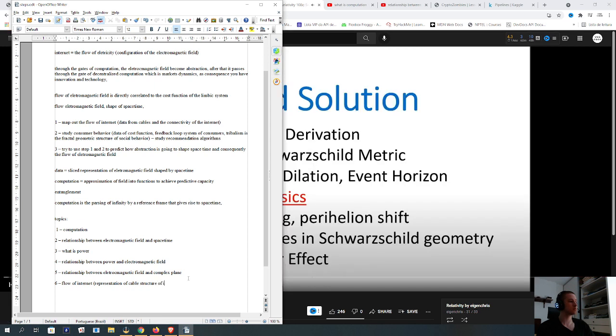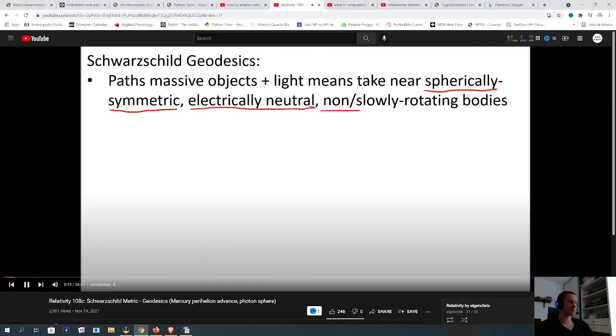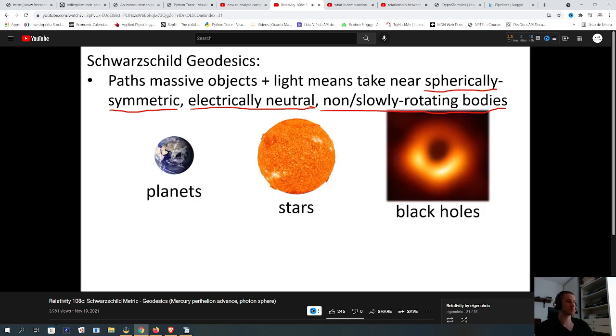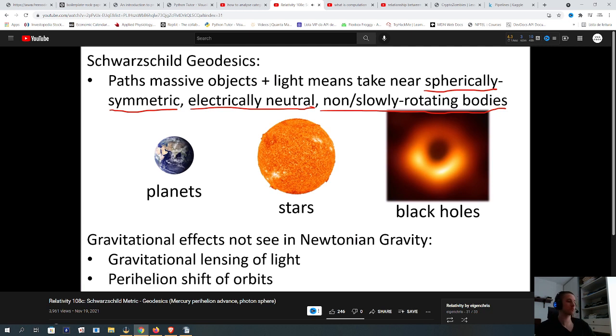In this video, we're going to derive the geodesics for the Schwarzschild geometry. These are the paths that massive objects and light beams will take in the curved spacetime near a spherically symmetric, electrically neutral, non-rotating body. So basically, this is how the gravity of planets, stars, and black holes affect light and mass. We're going to see some gravitational effects that don't happen in Newtonian gravity and are unique to general relativity, like gravitational lensing of light around massive bodies and the perihelion shift in the orbit of massive bodies, like Mercury's orbit around the Sun.